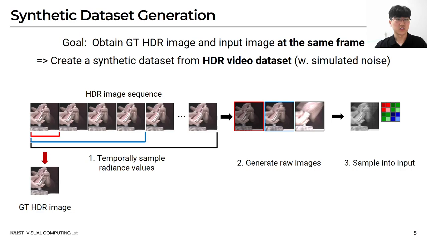First, as the HDR video dataset consists of a sequence of HDR images, we add consecutive images for each exposure time to compute the radiance values. Second, we use these radiance values to generate raw images for each exposure level and add simulated noise. Finally, we sample these images according to the input Bayer pattern. The corresponding ground truth for the created input Bayer image is an HDR image of the very first frame.